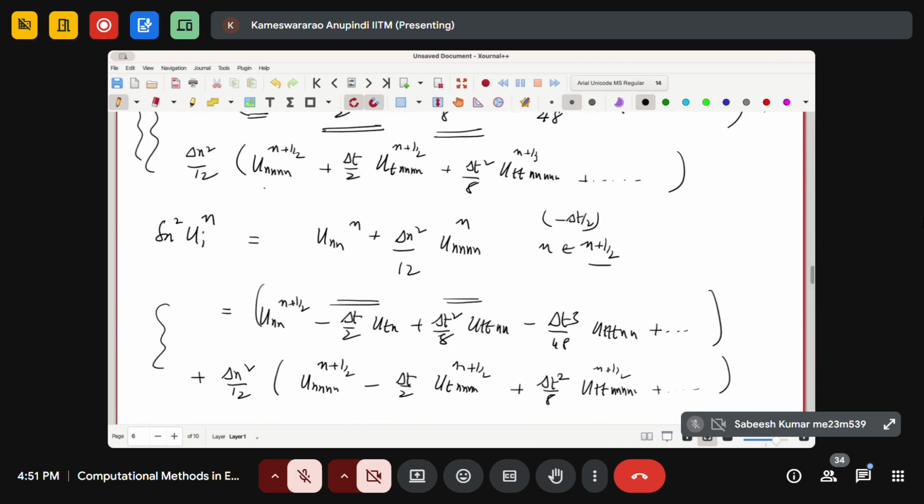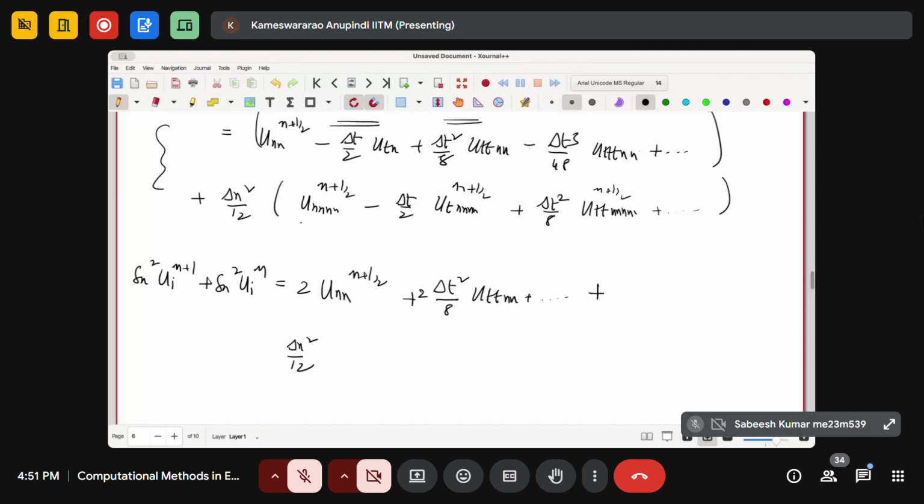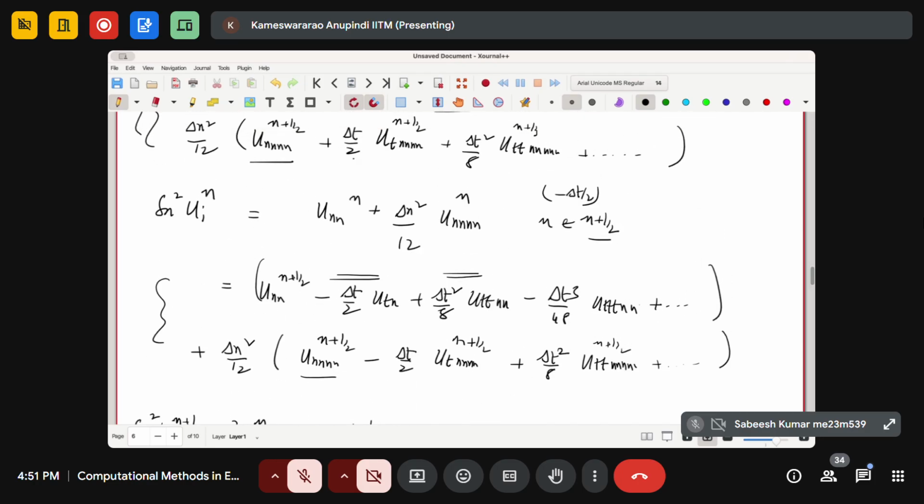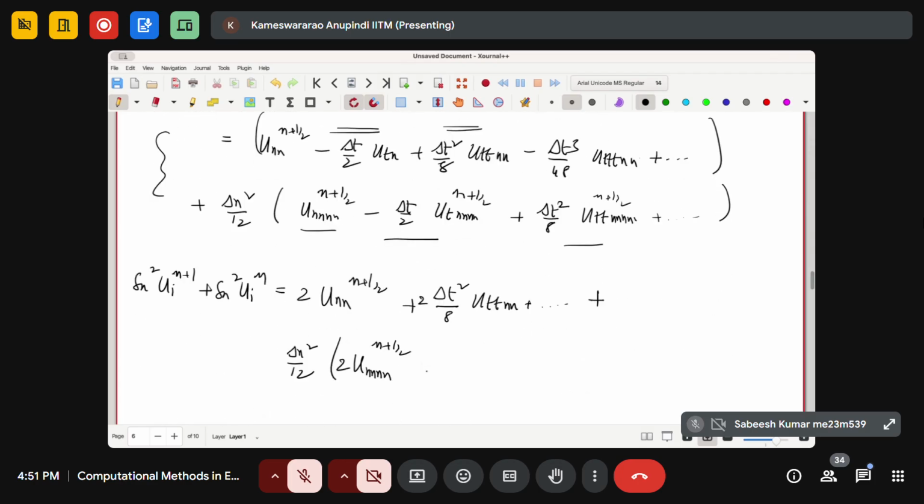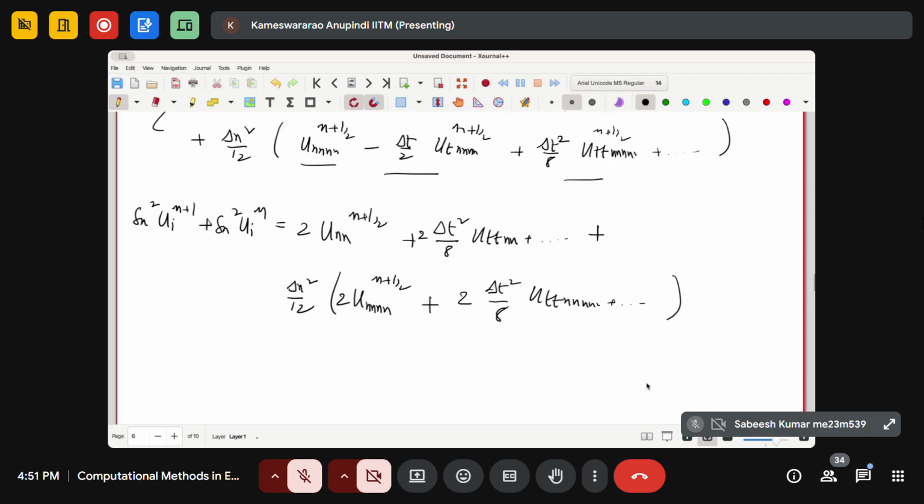You're going to get these u4x values which will get added. So uxxxx at n plus half, this is going to be 2 times. Then the second term in terms of plus delta t by 2 minus delta t by 2 will get cancelled. This will become again 2 times, and so on. Essentially, this will become again 2 times delta t squared by 8 u tt 4x and so on. That's what we have.